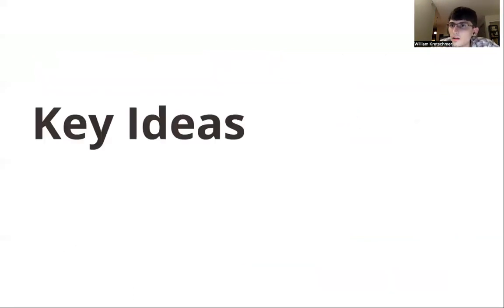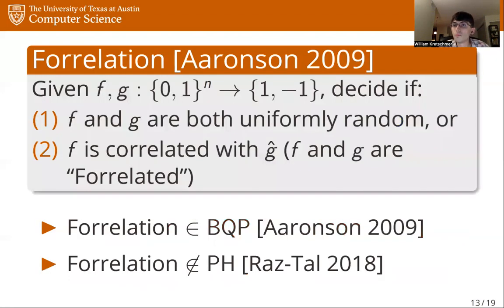So I think with that, I'll move on to talking just a little bit about some of the key ideas that go into this work and some of the proof techniques that we use. As I alluded to earlier, arguably the single most important ingredient that goes into our proofs is the so-called Forrelation problem, which was introduced by Scott Aaronson in 2009, and which is the following distinguishing task.